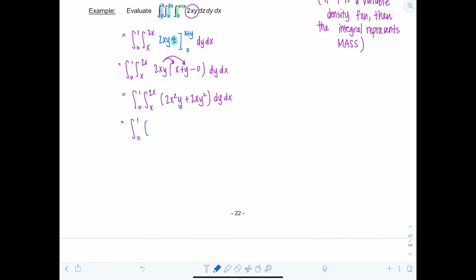So that'll cancel out. So I have x squared y squared plus, and then this y squared is going to become y cubed, and I need to divide by 3. So I have 2xy cubed. I'm going to evaluate this from x to 2x. And then lastly, don't forget your little dx.